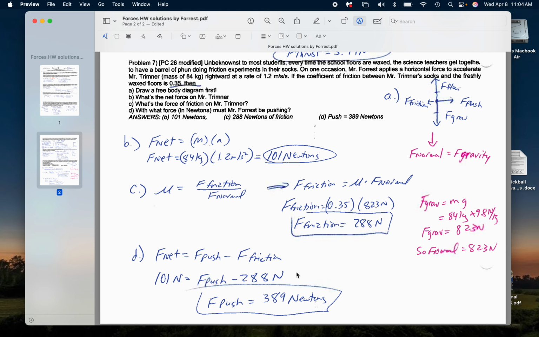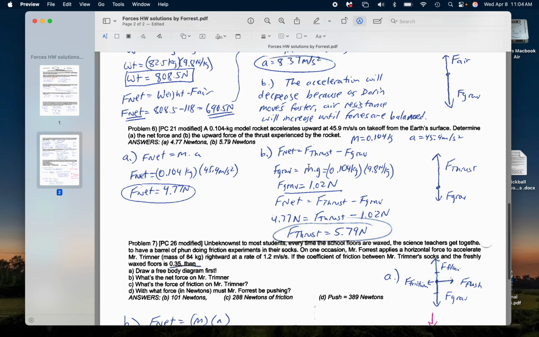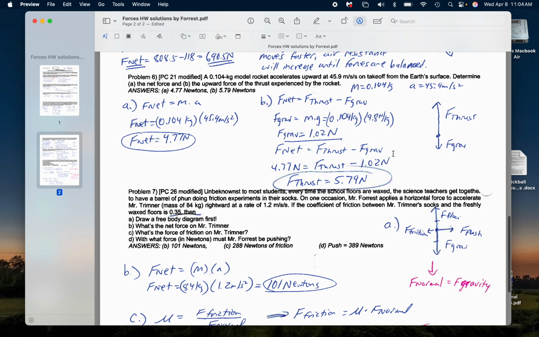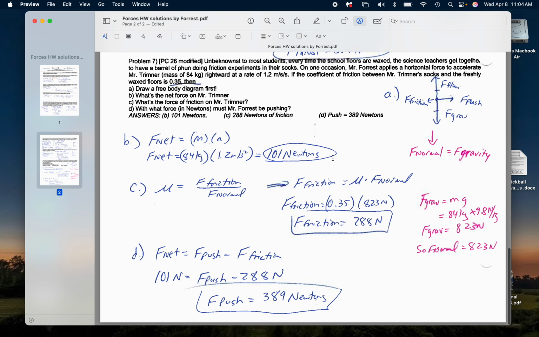That's very similar to what we just did up here in number 6. So hopefully those help. Hopefully you're ready for your test, which we have next Tuesday.